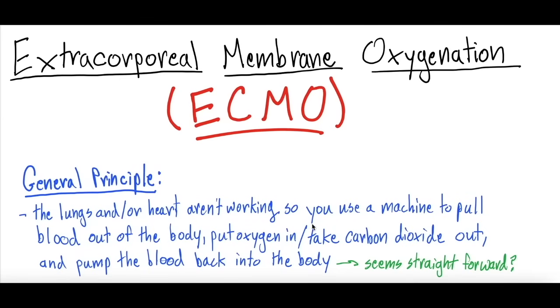So what you do is you hook the patient up to ECMO, which is essentially a machine, and you pull blood out of the body, put oxygen into that blood and take carbon dioxide out of that blood, and then pump that blood back into the body. Seems straightforward, right? It's just a circuit. You take blood out, you oxygenate it, take out carbon dioxide, and then you pump it back in. But unfortunately, it is tremendously complex and fraught with complications.